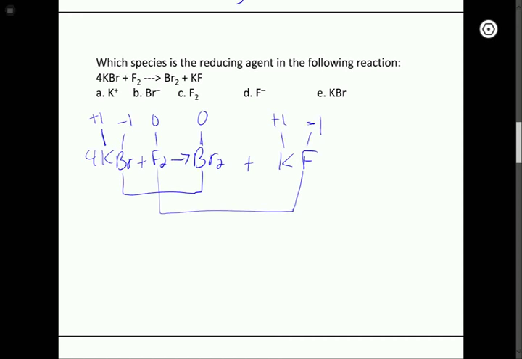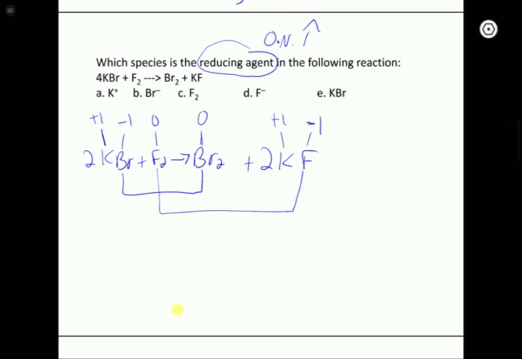Alright, so I guess this is not balanced. Whoops, this should be a 2, 2. Okay, so now it's balanced. It wasn't given to us as being balanced. But regardless, we still assign oxidation and reducing agents by the change in oxidation number. We don't really care about the coefficients when we're making those designations. So we're looking for the reducing agent, so this is going to be one where the oxidation number increases during the reaction, and we see that bromine goes from -1 to 0.